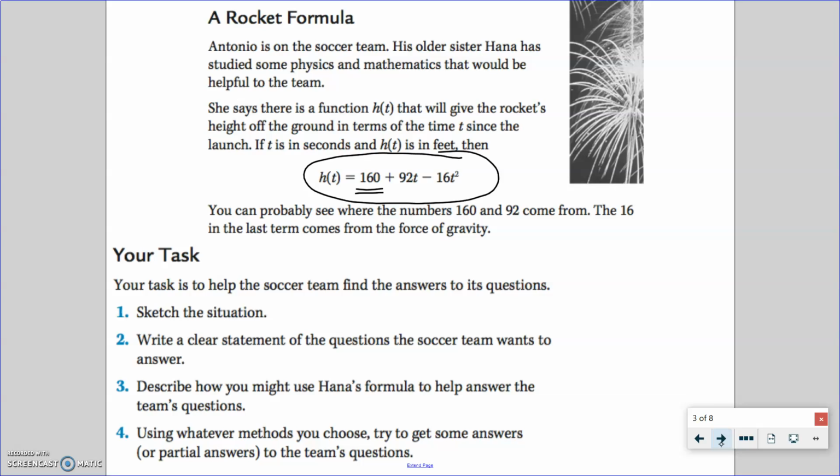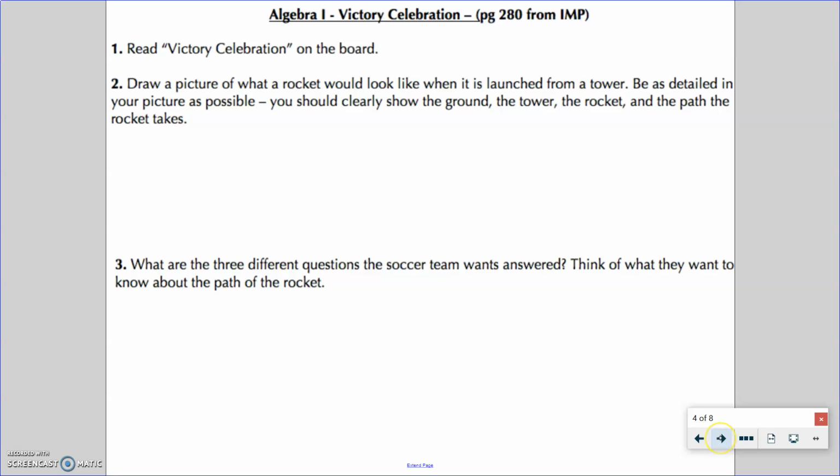So typically, if you see an actual real-world application quadratic, it usually has negative 16 x squared or negative 16 t squared because of the force of gravity pulling that object back to Earth. So first thing I would recommend is kind of rearranging it, but let's read through what our task is first before we get too far. So your task is to help the soccer team find answers to its questions. Sketch the situation, write a clear statement of the questions the soccer team wants to answer, describe how you might use Hannah's formula to help them, and use whatever method you can to get those answers.